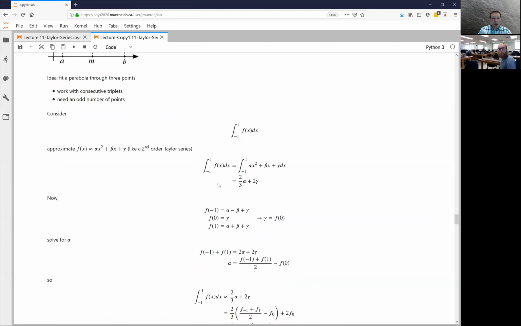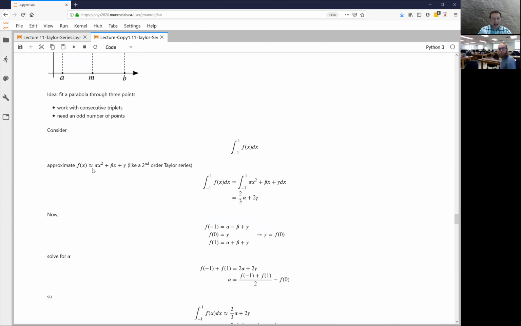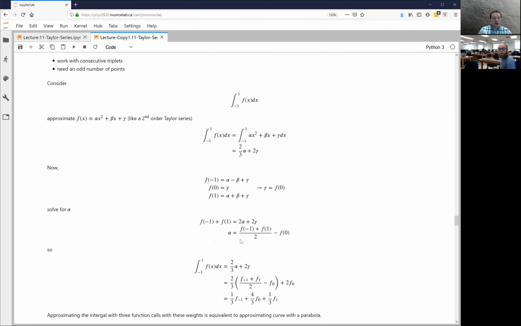Assuming that I can write the function as alpha times x squared plus beta times x plus gamma, it's sort of like a second-order Taylor series, which means I can evaluate this function when x is equal to -1, evaluate it when x is equal to 0, and evaluate it when x is equal to 1. What this immediately tells us is that the value of the function at 0 must be the value of gamma in this system of equations. I can then solve for alpha by adding these two equations, eliminating the beta.